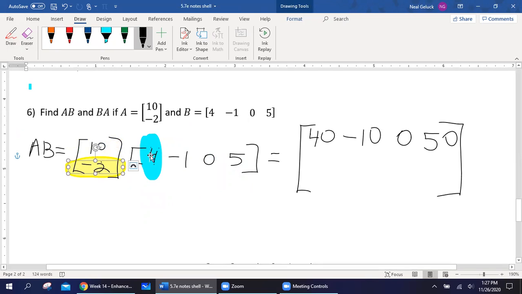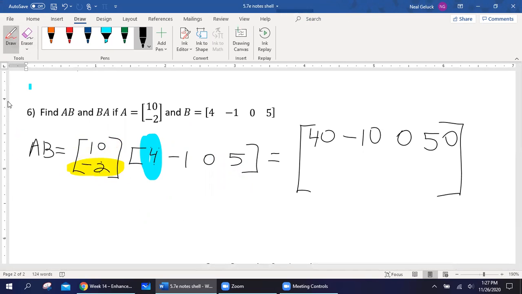So it's going to be -2 times 4, -8. -2 times -1. And just keep on rolling. So as I go through all those, here I would have had -8, -2 times -1. It's going to give me 2. -2 times 0, -2 times 5, -10.